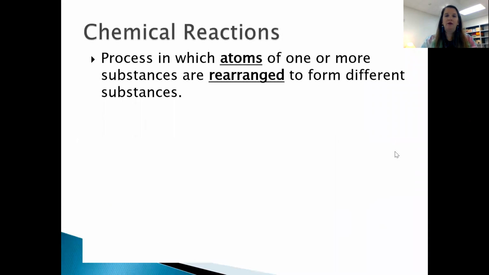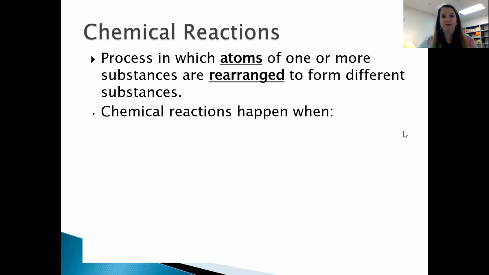Up until this point, we've been talking about atoms bonding with other atoms to form compounds or molecules. But now that we're getting into chemical reactions, we're going to talk about those atoms rearranging themselves from one starting point into some kind of different product. Okay, so sorry about that.